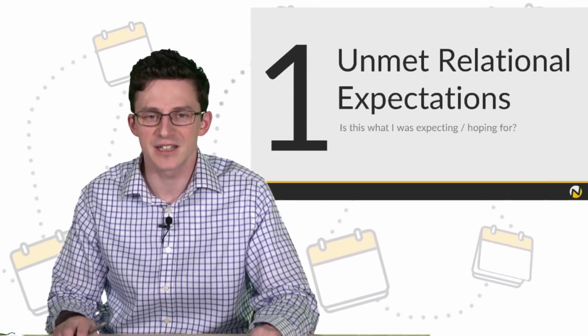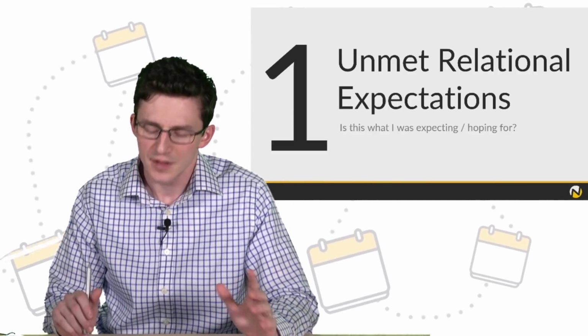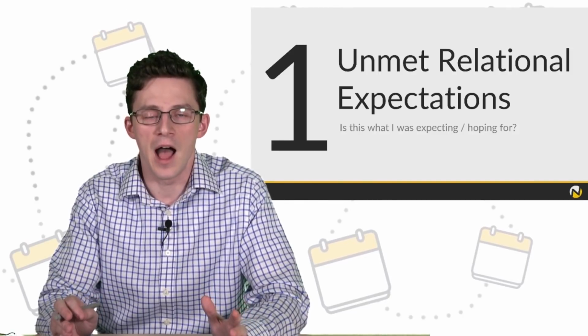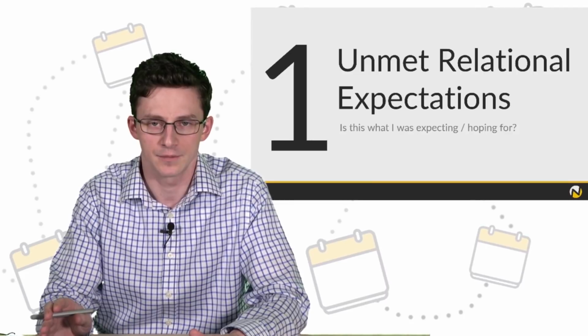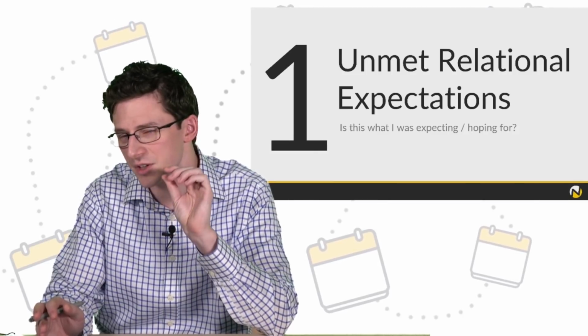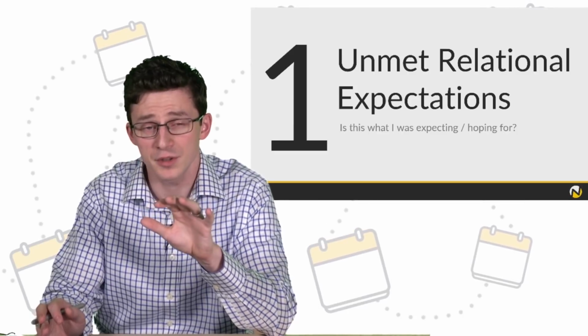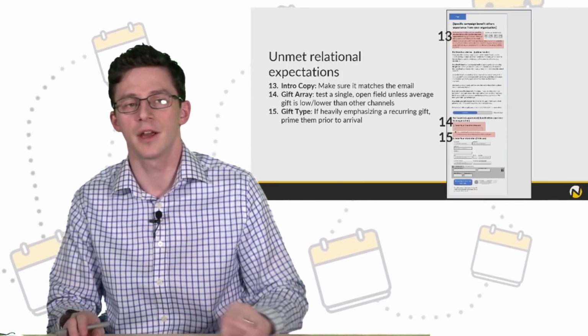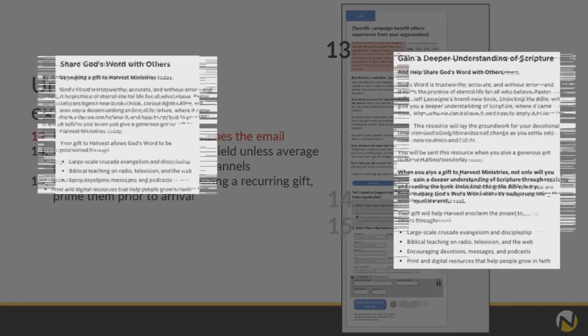The first thing that we want to get rid of is this disconnect relationally. I'll call it unmet relational expectations. They come to the page and they experience this: whoa, this was not what I was expecting. This isn't what I was hoping for. I showed you a slight example of that with the headline version in Clarity, but that wasn't entirely the case there. Let me show you some case studies where it's entirely the case. We're going to talk about the introduction copy. Let's take a look at it.